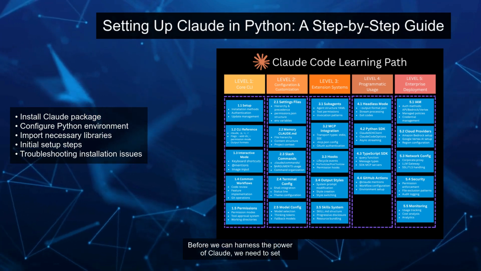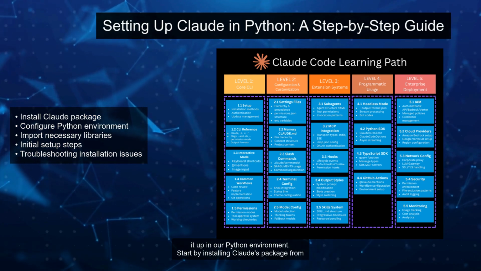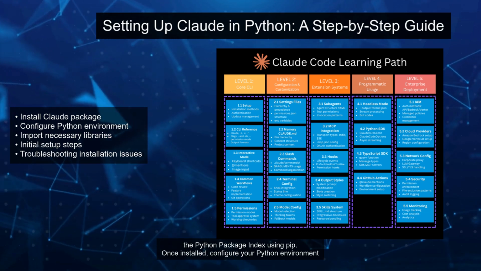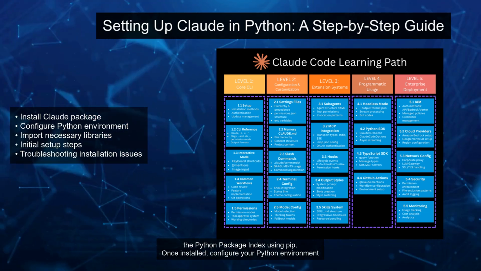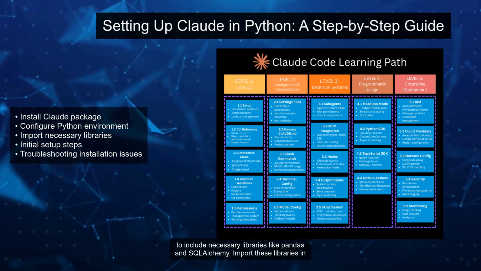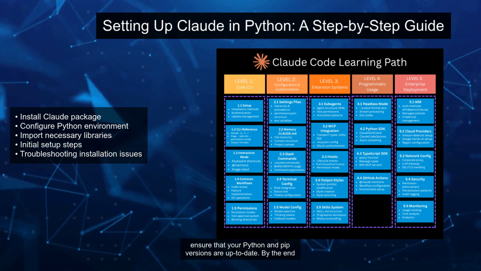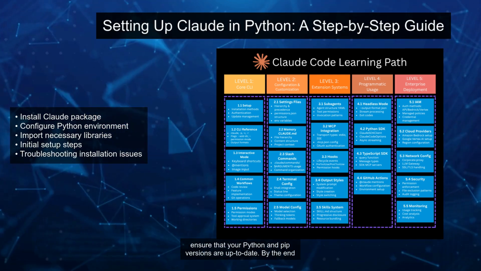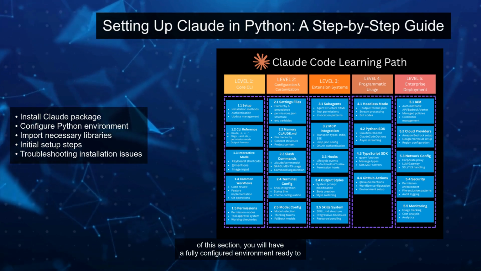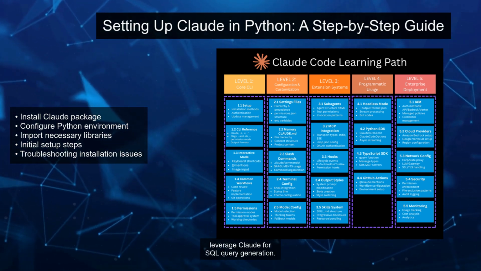Before we can harness the power of Claude, we need to set it up in our Python environment. Start by installing Claude's package from the Python package index using pip. Once installed, configure your Python environment to include necessary libraries like pandas and SQLAlchemy. Import these libraries in your script to ensure smooth operation. If you encounter issues during installation, ensure that your Python and pip versions are up to date. By the end of this section, you will have a fully configured environment ready to leverage Claude for SQL query generation.